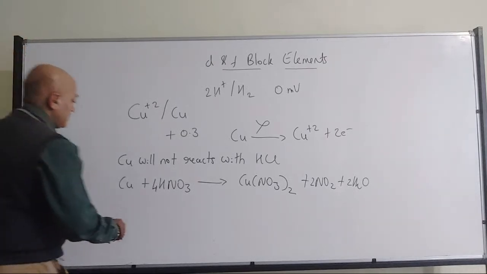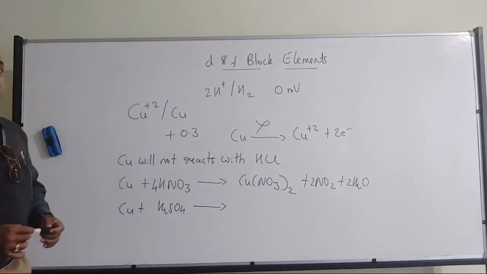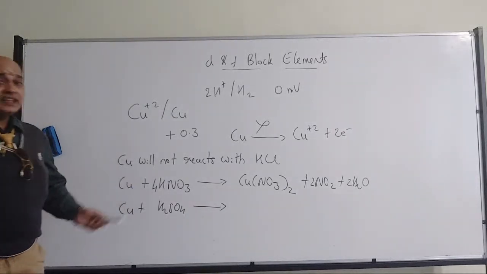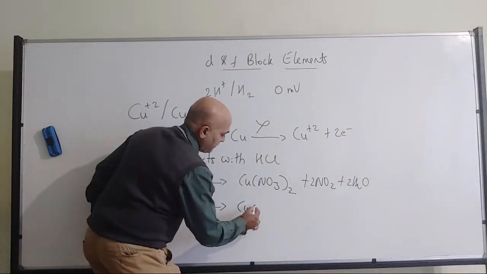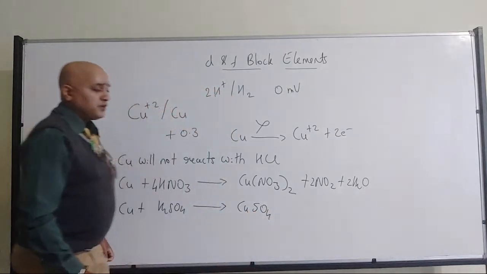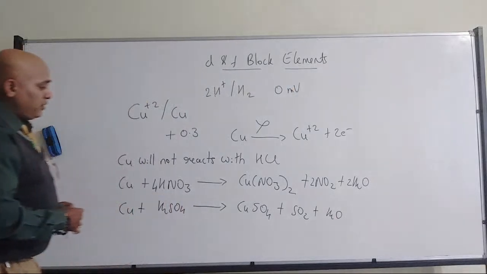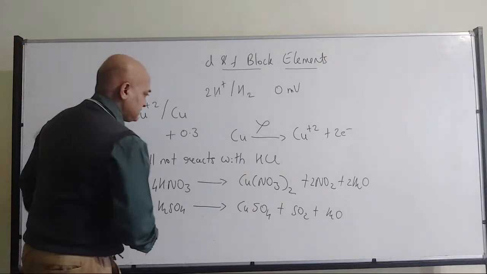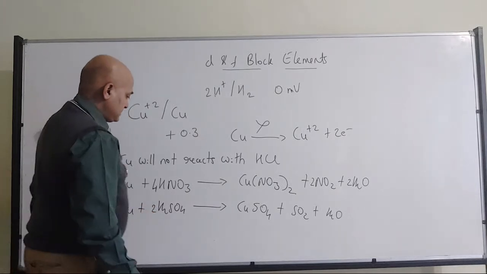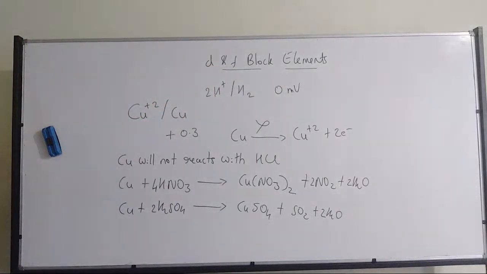Now, the same copper can also react with concentrated sulfuric acid. With dilute sulfuric acid, the reaction will be very slow. So concentrated sulfuric acid is going to form cupric sulfate, SO2 and water. Fine? So that's where we have the reaction. One minute, we have to balance it. We will see with the 2. I think it is balanced now. So that's where we have the reaction.